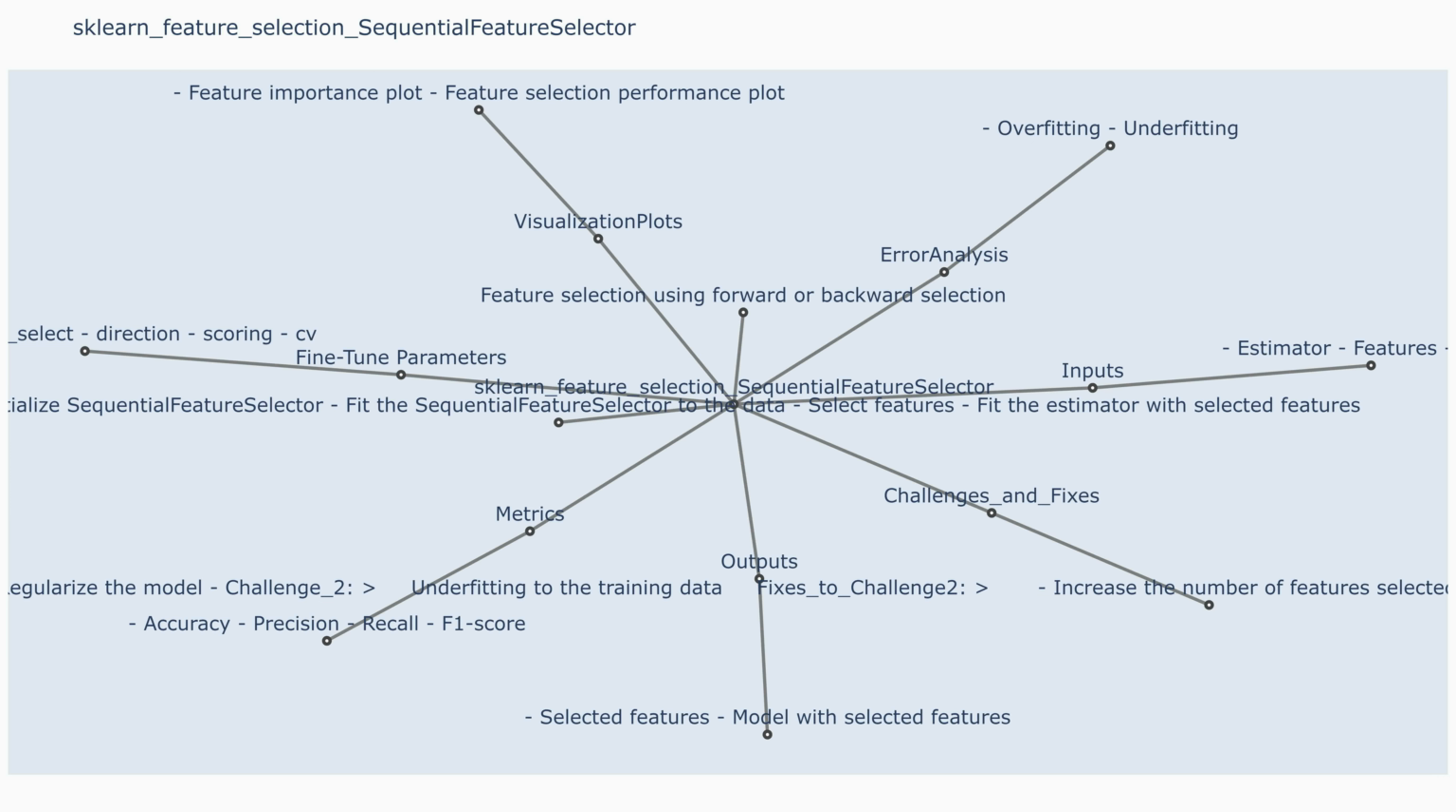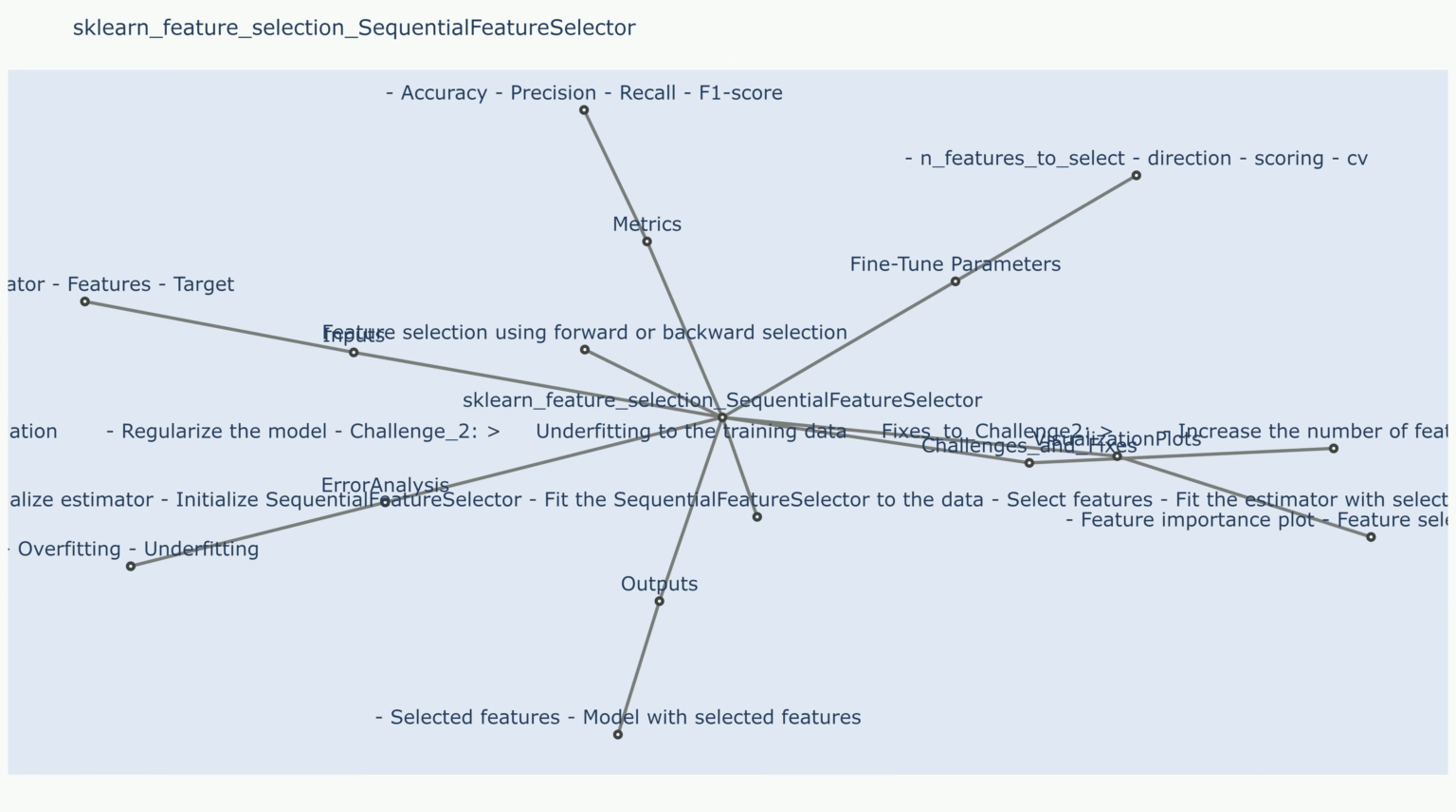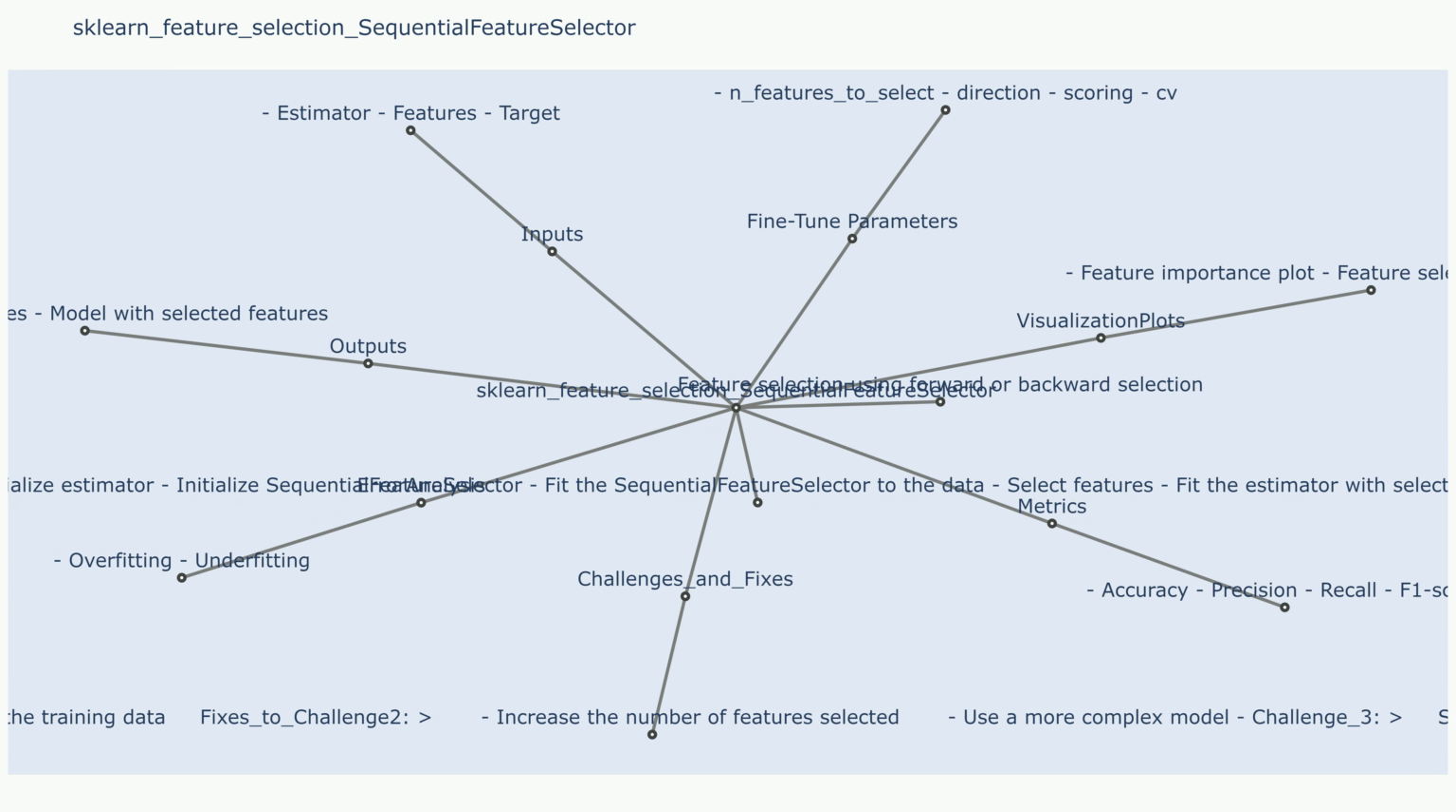sklearn.feature_selection.SequentialFeatureSelector. Description: SequentialFeatureSelector is a feature selection method that iteratively adds or removes features based on a specified scoring function. It can be used for both feature selection and dimensionality reduction. There are two main variants: forward selection, which starts with an empty set of features and adds one feature at a time, and backward elimination, which starts with all features and removes one feature at a time.